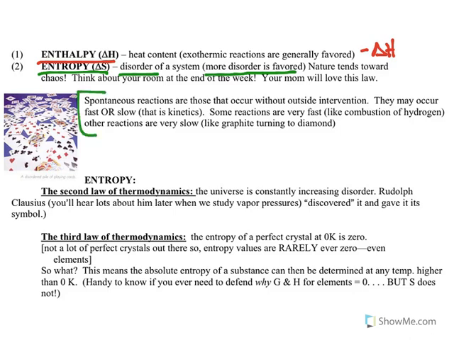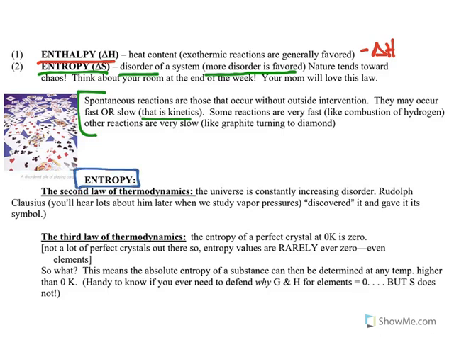But spontaneous reactions are those that occur without outside intervention. Yes, we may need to add some activation energy to get them started, but once they're started, they will continue on their own. That can occur either fast or slow. Remember, that's what we studied with kinetics. Some are super fast, like combustion of hydrogen. Others are really slow, like graphite actually turning into diamond, but they will all continue on their own once they have been started. So entropy is where we want to start.